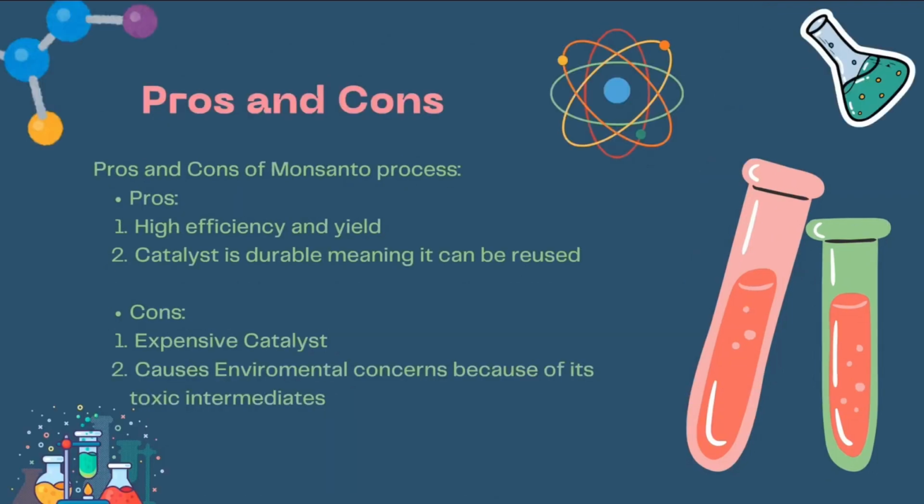Now, here are the pros and cons of the Monsanto process. The pro is its high efficiency and yield, which means a higher amount of products. And the catalyst is extremely durable, meaning it can be reused. On the flip side, the catalyst is extremely expensive and causes environmental concern because of its toxic intermediates.